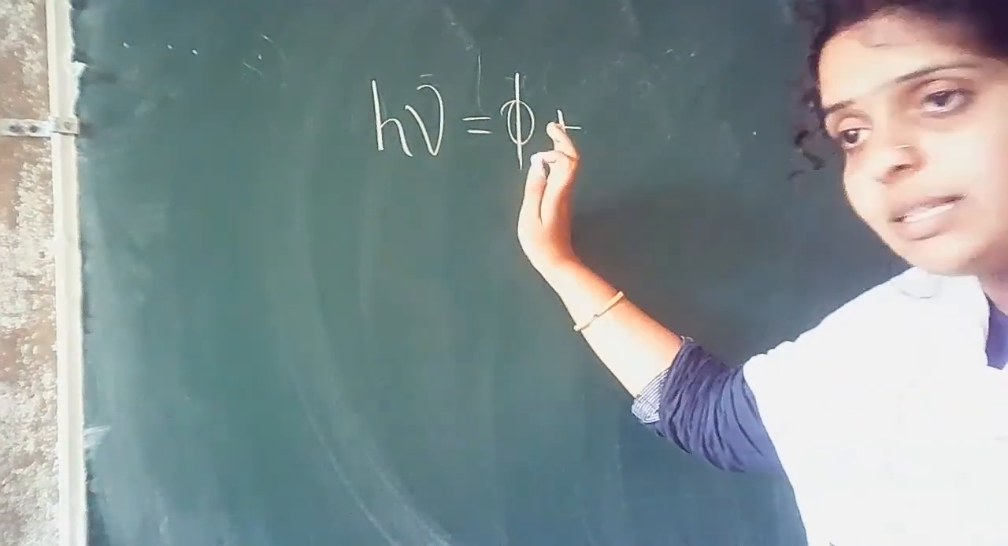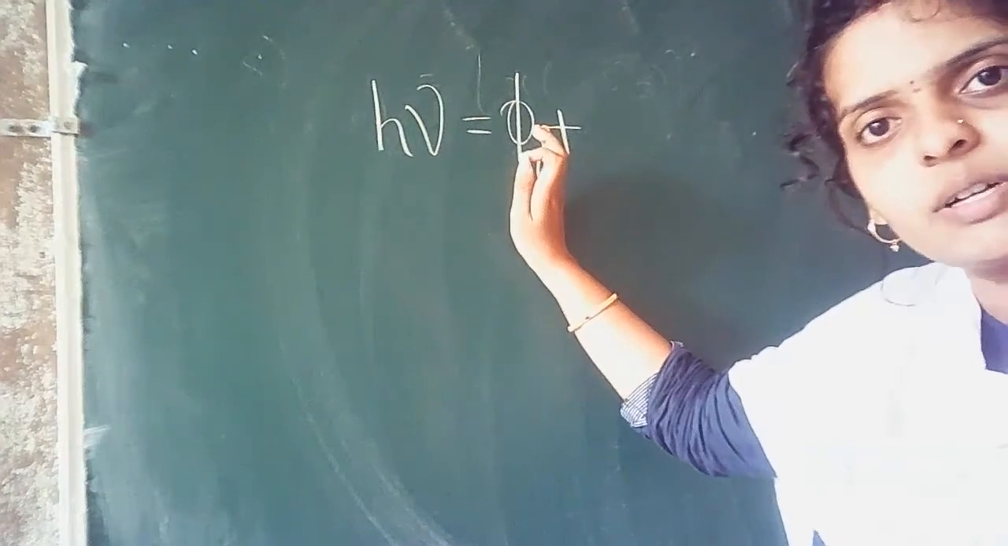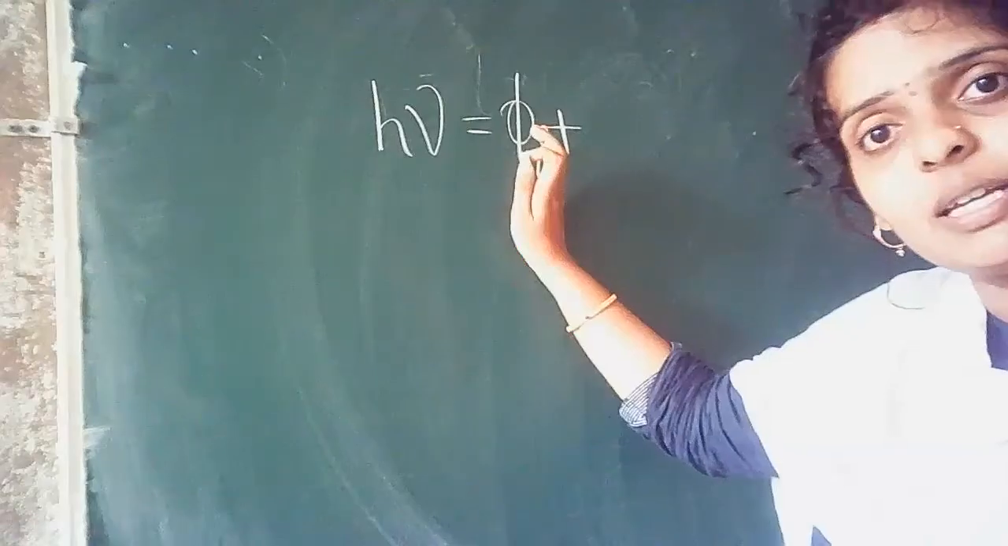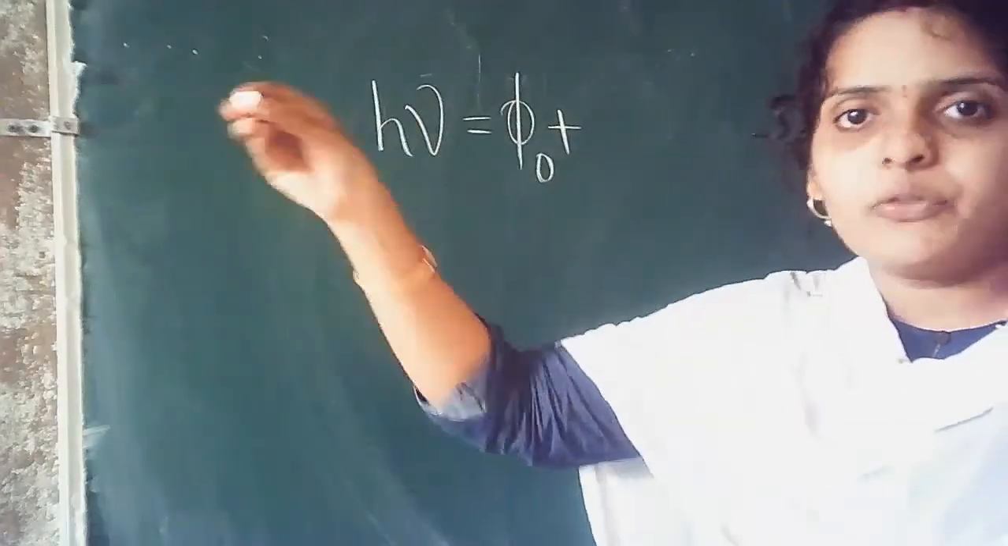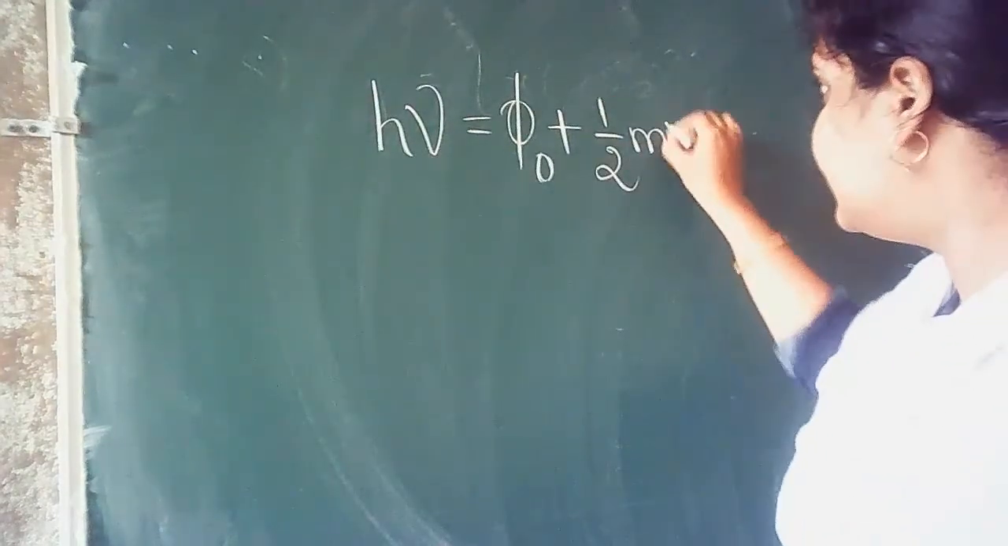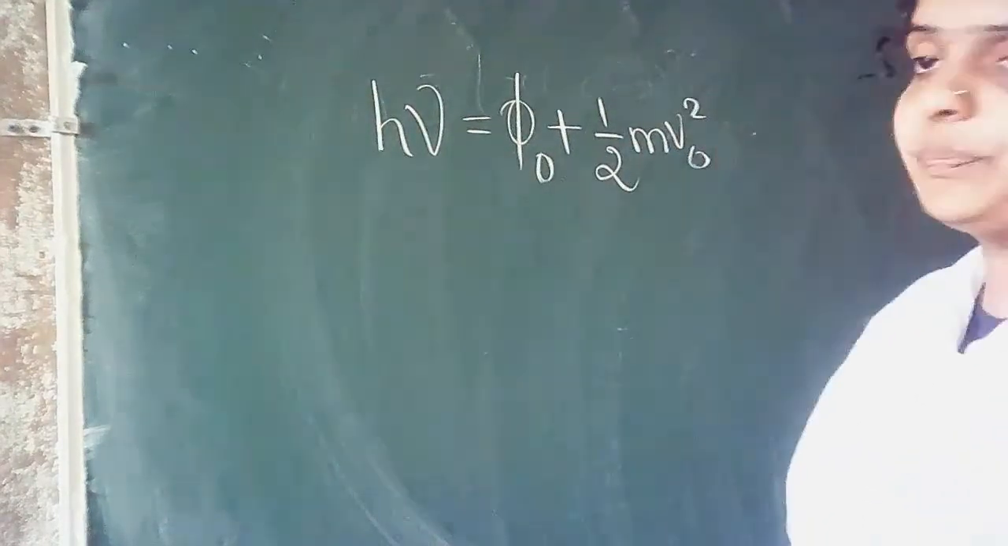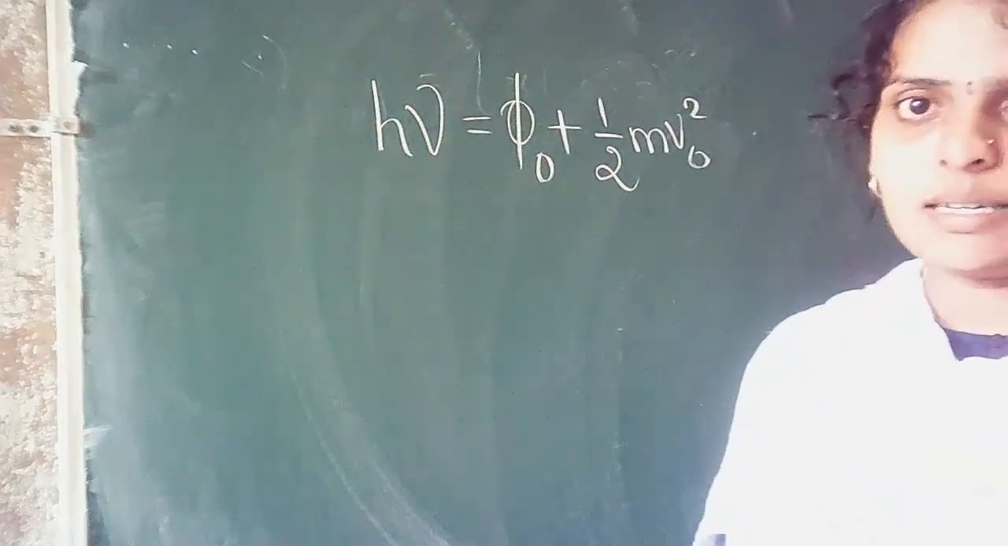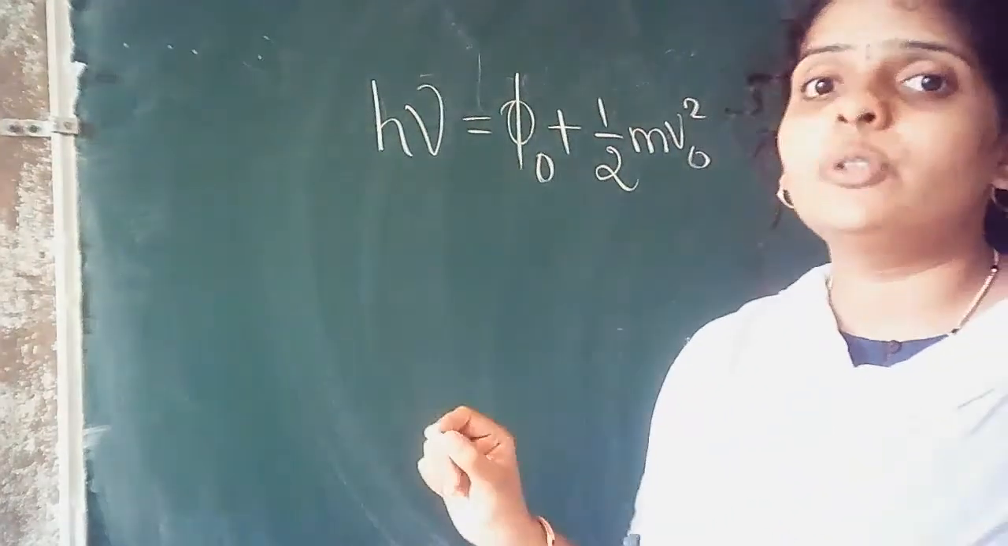So one part is used as the work function. This work function is nothing but the minimum energy required to come out from the surface barrier. Then the other portion is used for kinetic energy. Okay, so this is Einstein's explanation for the photoelectric effect.